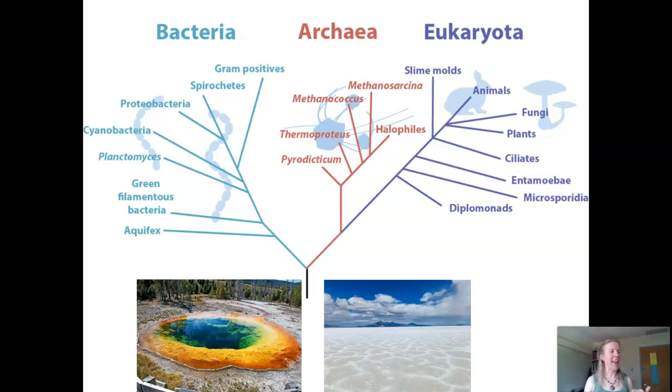There's a group called the halophiles that love salty environments. So here we have the Bonneville salt flats. There's a group called methanogens that do some strange metabolic processes where they take CO2 and hydrogen and make methane as part of their normal cellular metabolism. Right? That's all I'm going to say about the Archaea for now. They're the extremophiles.